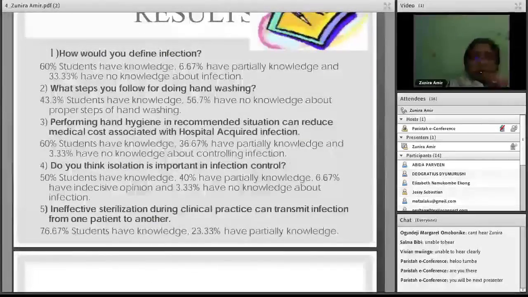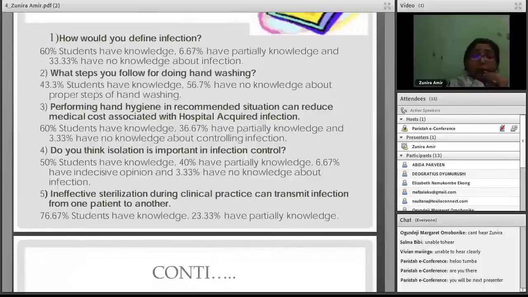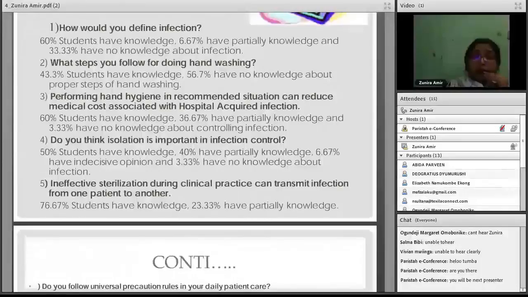How would you define infection? 60% of students have knowledge, 6.67% have partial knowledge and 33.3% have little knowledge about infection. What steps do you follow for hand washing? 43.3% of students have knowledge about hand washing and 56.7% have no knowledge about the proper steps of hand washing. Performing hand hygiene as recommended can reduce the medical costs associated with hospital-acquired infection.